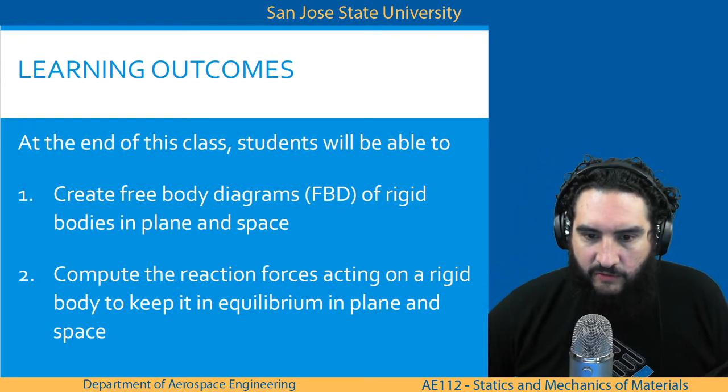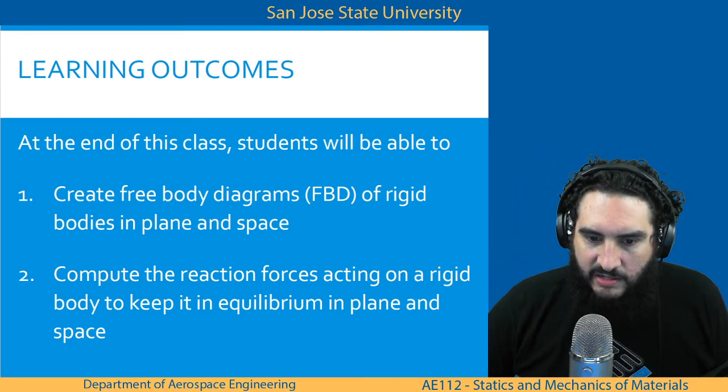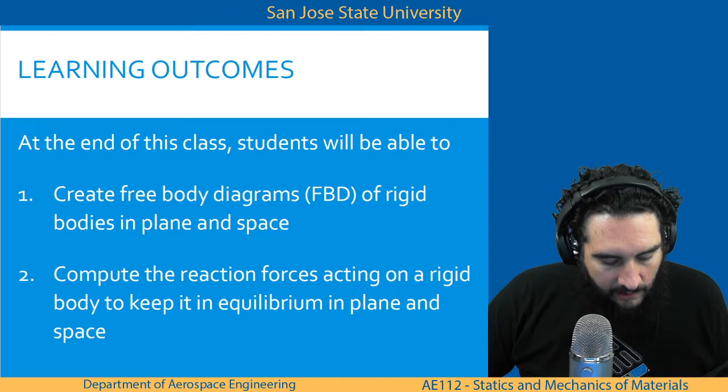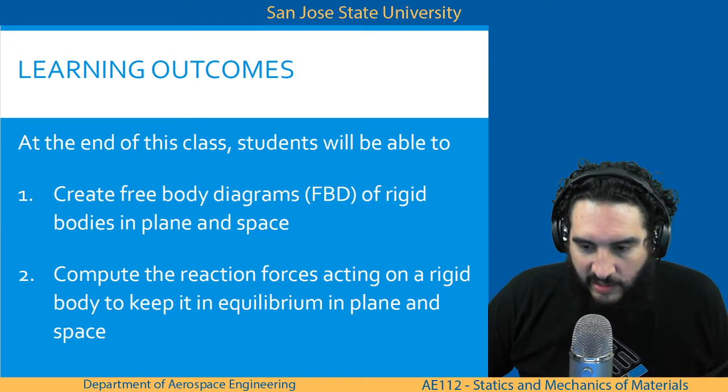Learning outcomes. Create a free body diagram of rigid bodies in plane and space. Compute the reaction forces acting on a rigid body to keep it in equilibrium in plane. I don't have one in space today.